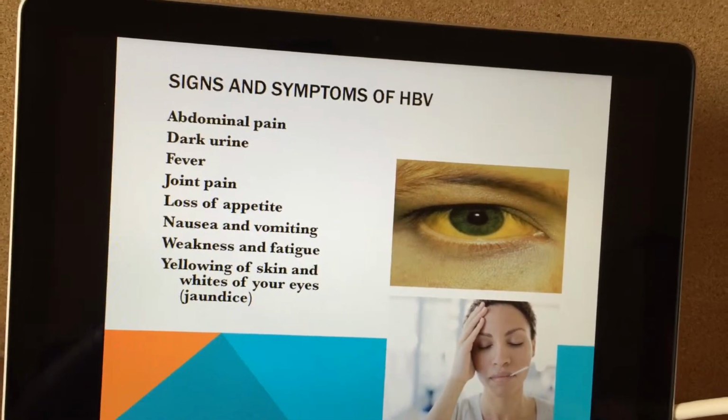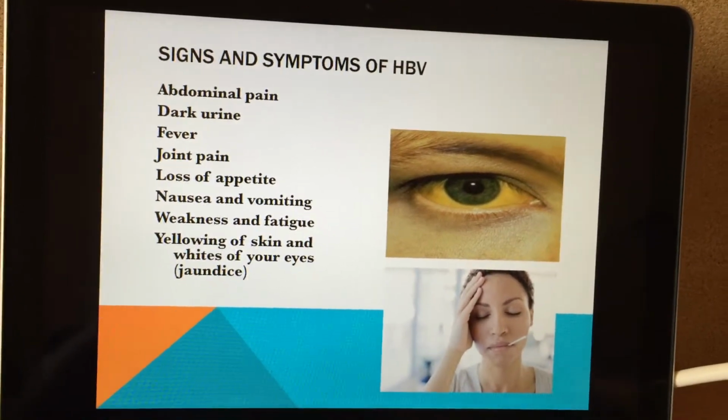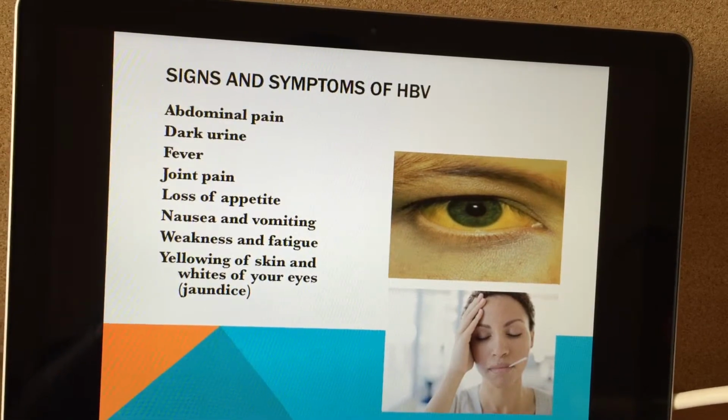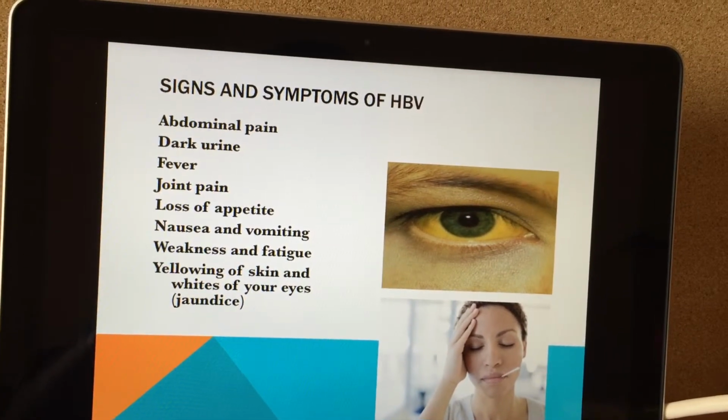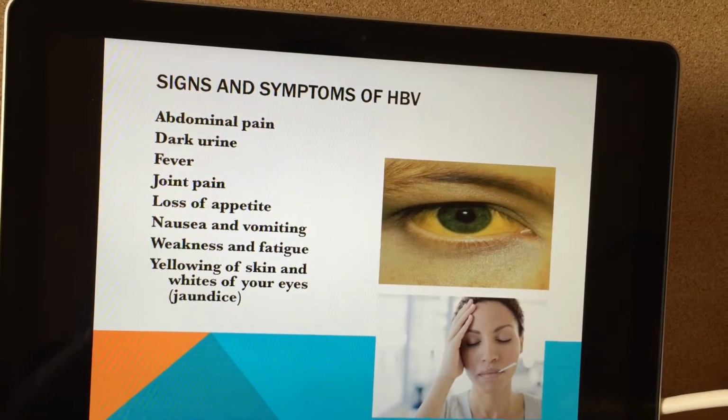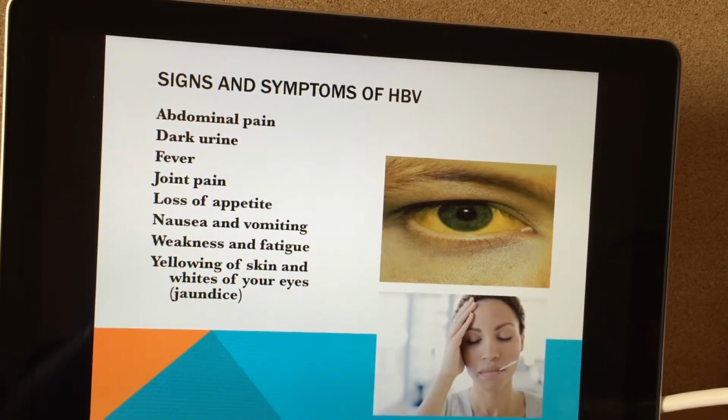The symptoms for hepatitis B are abdominal pain, dark urine, fever, joint pain, loss of appetite, nausea, vomiting, weakness, fatigue, and your skin and the white part of your eyes becomes yellow.